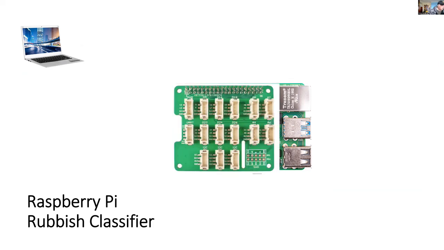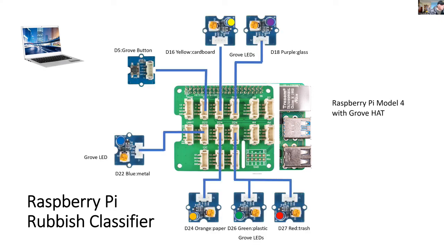So the sockets on top have both digital, analog, and I2C Grove sockets, and we start populating those with Grove devices. So we've got different color LEDs for our different categories. We've got a Grove push button that can take pictures, and the other devices are all for the classification of the rubbish.